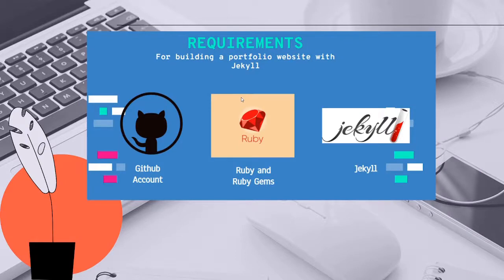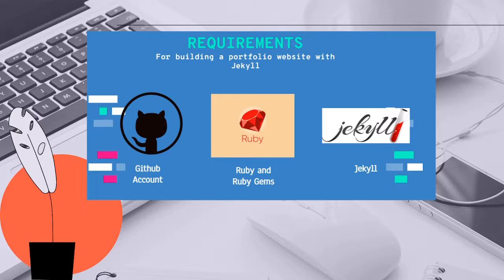So first of all, I'd like to mention a few words about requirements. In order to build a portfolio website with Jekyll, you need a few things. First of all, you need a GitHub account. You also need a basic knowledge of version control. I'm going to walk you through all of the steps needed to deploy your own portfolio website, so don't worry if you don't know version control, but it's a very useful tool to know.